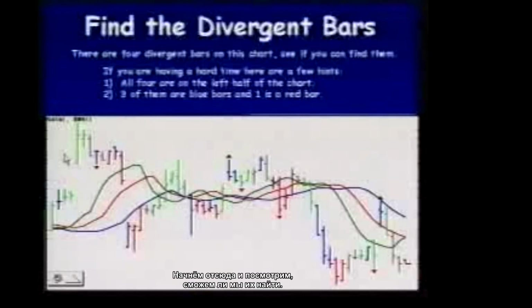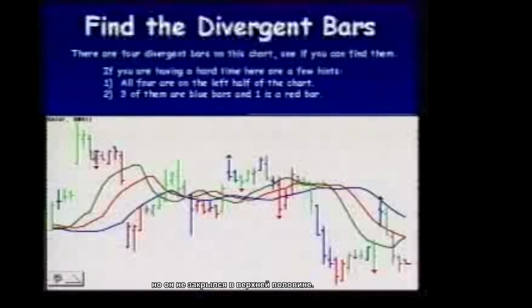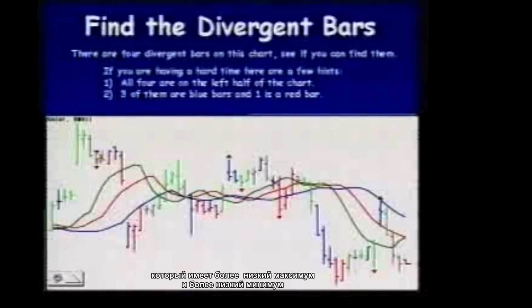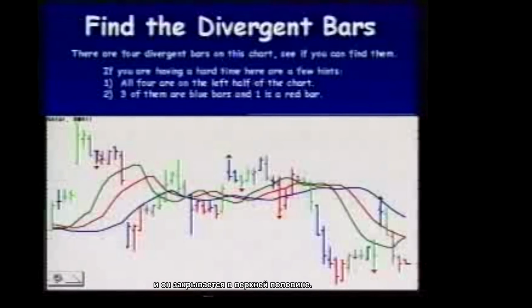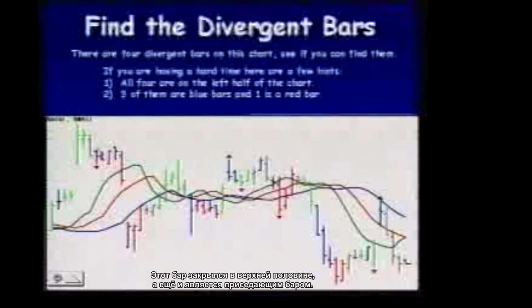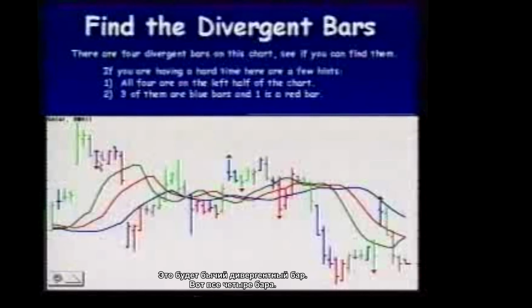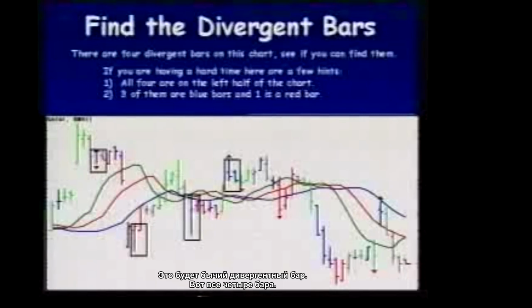So let's start over here and see if we can find any. Here's a lower high and a lower low on this bar, but it doesn't close in the top half. That's followed by another bar with a lower high and a lower low, and it closes in the top half. Not only does it do that, it's also a squat bar. So this would be a bullish divergent bar. Here are all 4 of them.